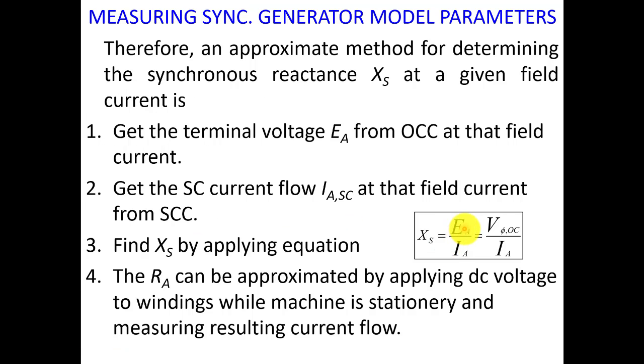So XS will then simply be EA over IA, which is equal to V phase open circuit over IA. The RA can be approximated by applying DC voltage to the windings while the machine is stationary and measuring the resulting current flow. Simply by applying Ohm's law, we can find this RA by applying the DC voltage to the winding. So we can have these two parameters, XS and RA.